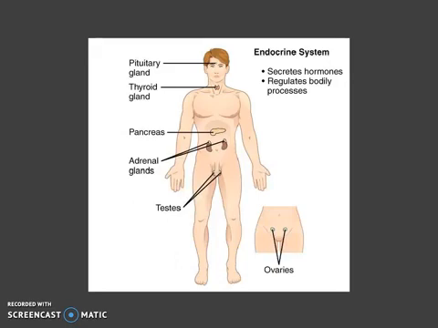The endocrine system includes glands in the body that secrete hormones. And hormones are just chemical messengers that help to regulate the different bodily processes. So, for example, hormones help to determine our metabolism. It's involved in the stress response. It helps to produce sex cells for reproduction and other things like that. There are several endocrine glands in the body, but some of the main ones are the pituitary gland, the thyroid gland, the pancreas, adrenal glands, testes, and ovaries.